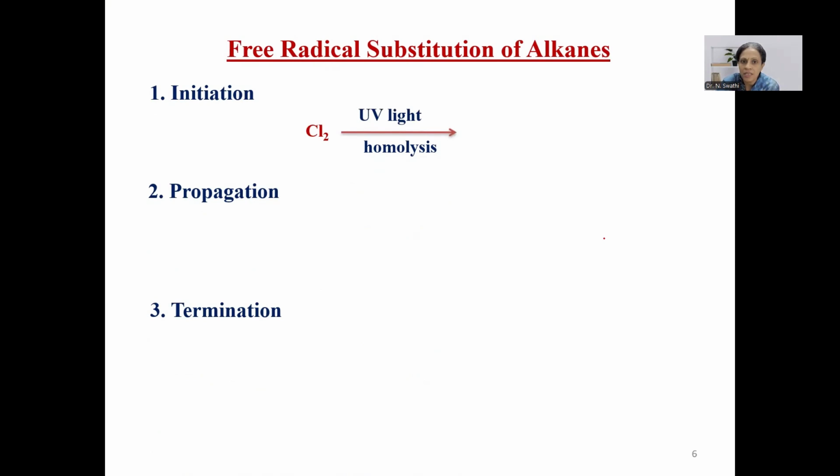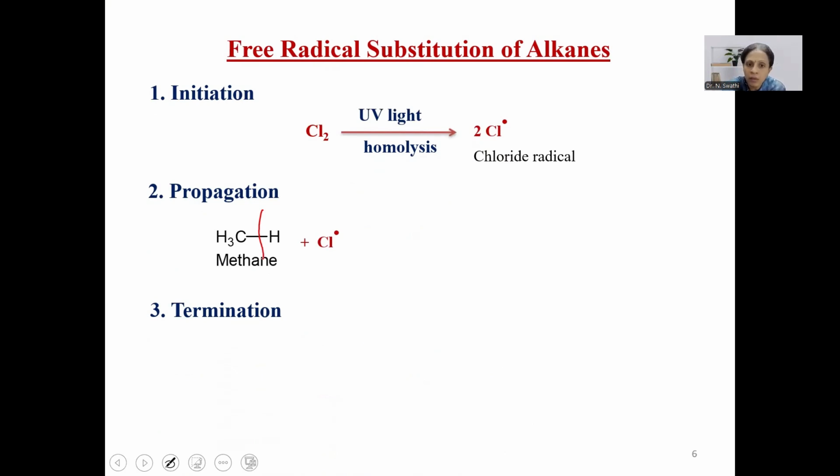In the initiation step, chlorine undergoes homolysis in the presence of UV light or heat, and thus it generates 2 chloride radicals. These generated chloride radicals, in the propagation step, attack the alkane. They will mainly cause homolysis of the carbon-hydrogen bond present in alkanes, and thus the chloride radical will abstract a hydrogen radical from the corresponding alkane. Thus there will be generation of hydrochloric acid, leaving the methyl radical aside.